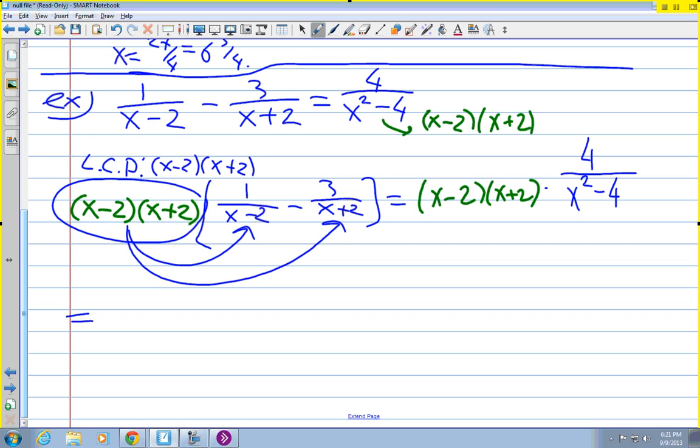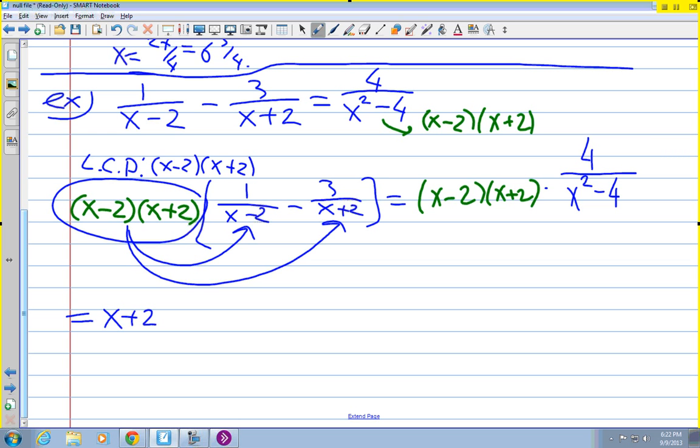So, when you multiply the first term, something will cancel, right? That x minus 2 in the denominator will cancel with the x minus 2 that's on the outside. Do you see that? So if they do cancel, what's left? x plus 2 times x plus 1, which is x plus 2, right? So I'm just going to write that.